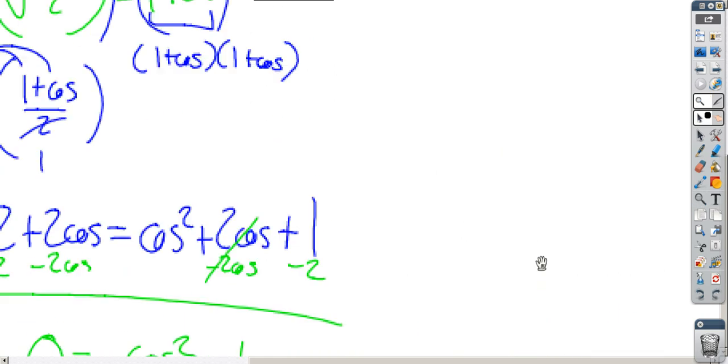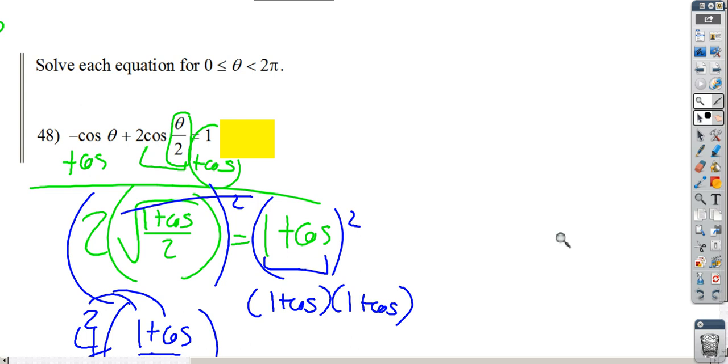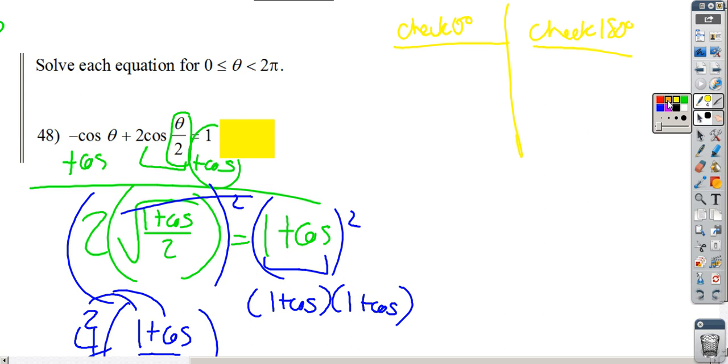And again, why do we need to check it? Because we ended up squaring both sides. So let's check 0 degrees, and let's check 180 degrees. And I imagine that one of these is probably going to be extraneous. So let's start with 0.